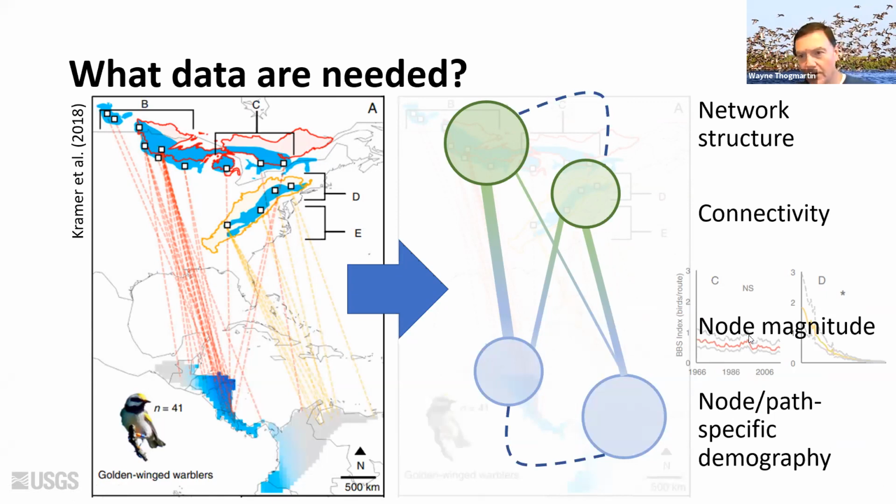You also need some understanding of the node magnitude. What are the relative population sizes of these different locations? And then ideally, you'd have some information about node and path-specific demography. If these are equivalent patches as far as their vital rates are concerned, then they're in large measure the same patch. So heterogeneity in node and path-specific demography is critical for the operation of these network models.